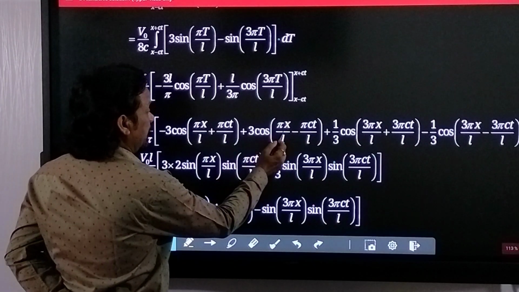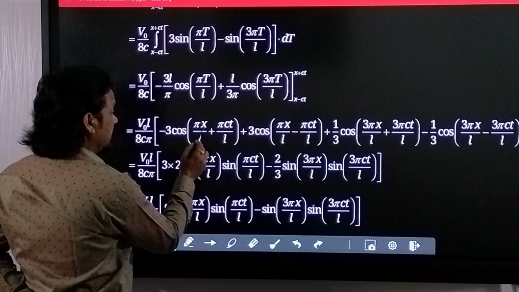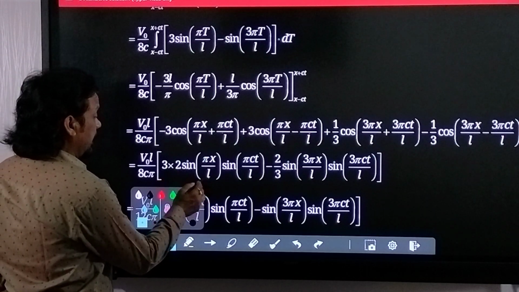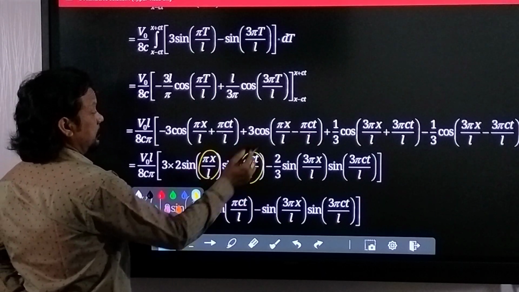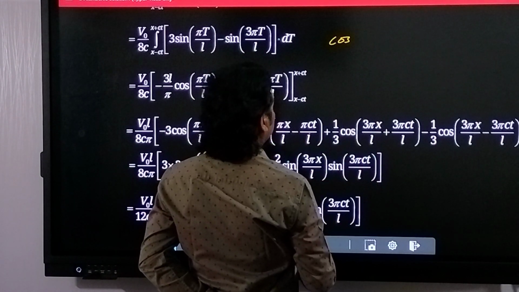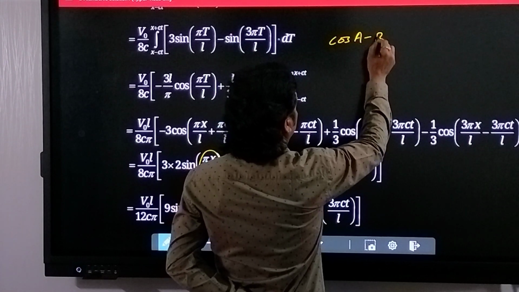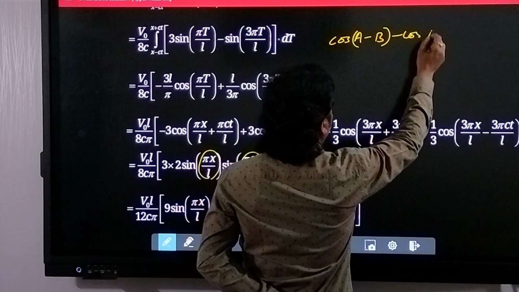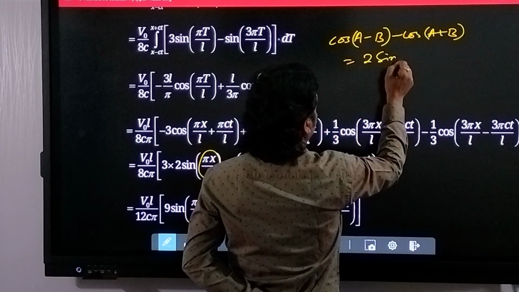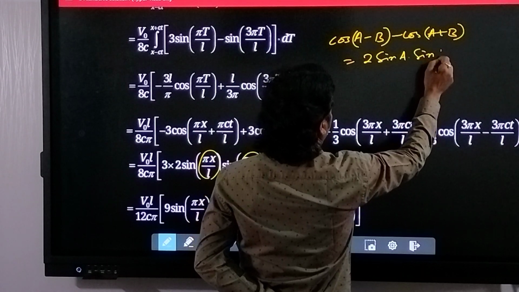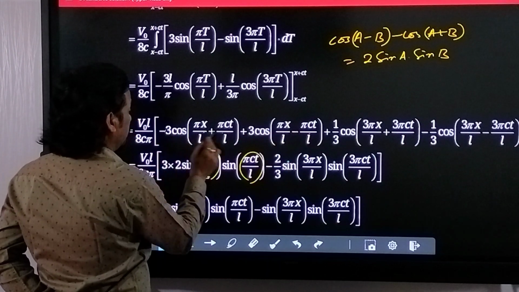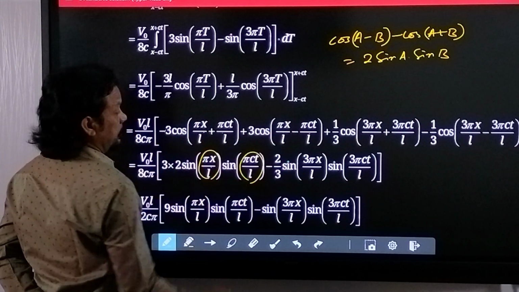See here. Cos a minus b minus cos a plus b. It is 2 sin a into sin b. I am writing the formula. Cos a minus b minus cos a plus b equal to 2 sin a into sin b. Clear? That formula I am applying. Cos a minus b minus cos a plus b is 2 sin a into sin b.